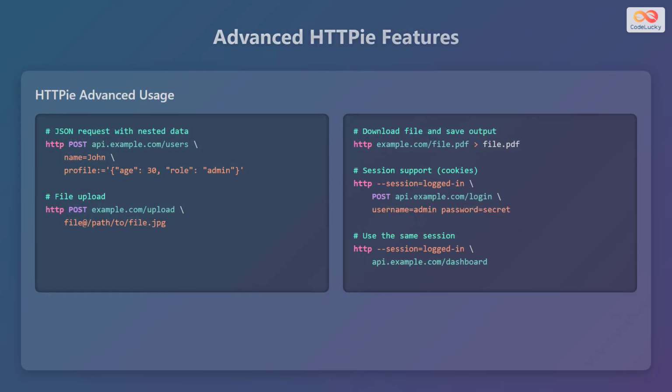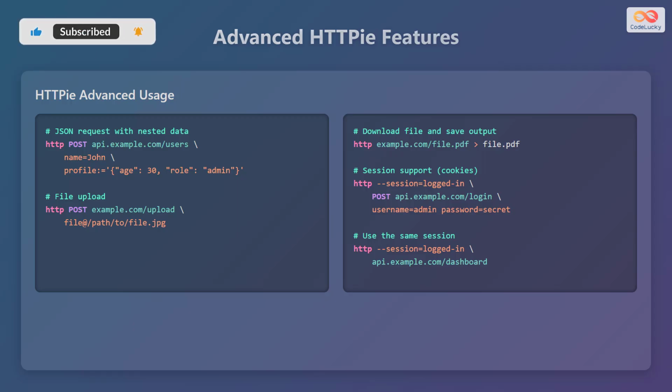Let's see some advanced HTTPie features. To make a JavaScript object notation request with nested data, type HTTP POST followed by the application programming interface endpoint. Then the name and the profile with the age and role. To upload a file, type HTTP POST followed by the website address, and then file at, and the path to the file. To download a file and save the output, type HTTP, the website address, and then file.pdf.